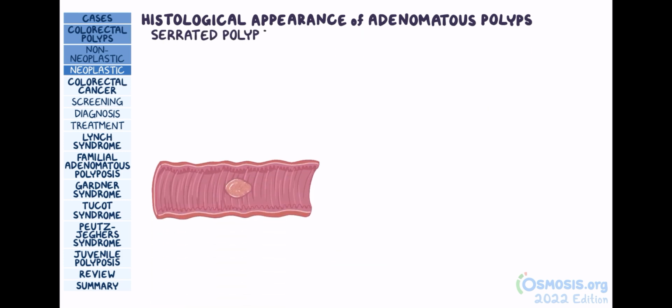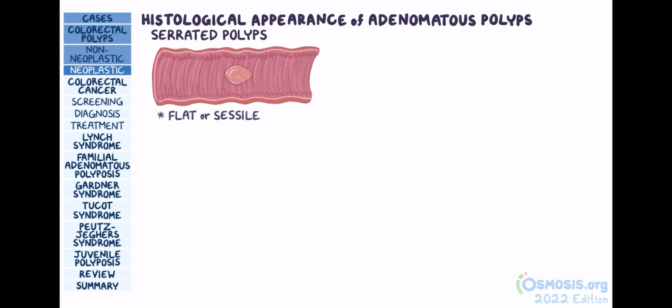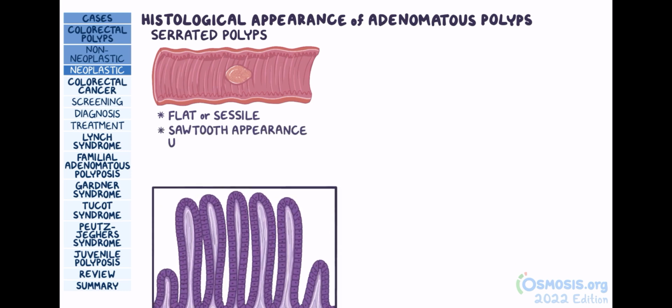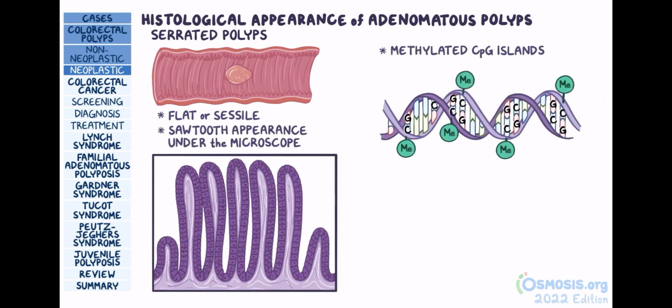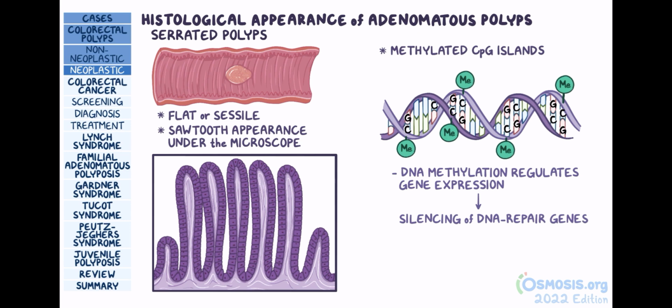Finally, serrated polyps are often flat or sessile, and are characterized by a sawtooth appearance under the microscope. They contain methylated CpG islands in their genes. DNA methylation regulates gene expression, which can cause silencing of DNA repair genes, eventually leading to more mutations and malignancy.